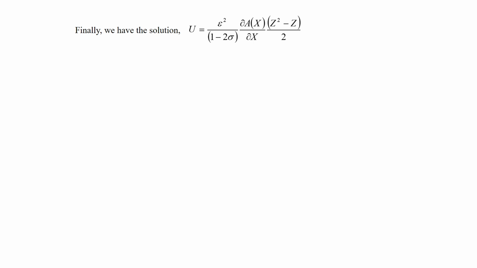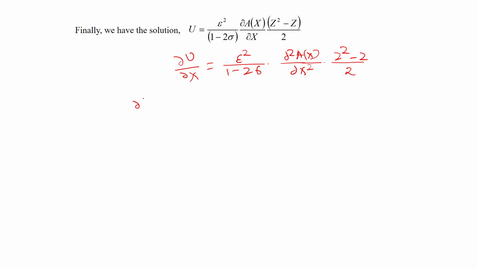Now, we need to find the expression for w, but for that we can make use of this compressibility relation or the volume strain. So, for that you need to find del u by del x. So, let us do that. That is equal to epsilon square by 1 minus 2 sigma times del square a of x by del x square, and there it is z square minus z by 2.